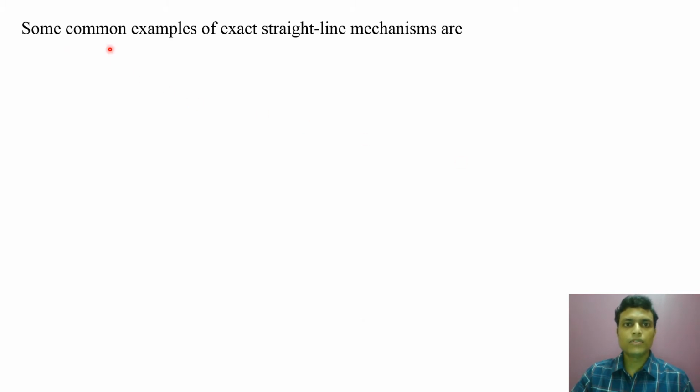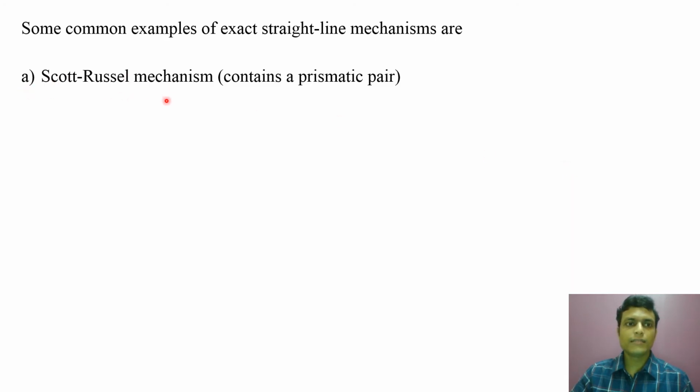Now let us come to exact straight line mechanism. That is, the point on the floating link will generate a straight line for the entire length of its path. So the first example is the Scott-Russell mechanism, but it contains a prismatic pair.